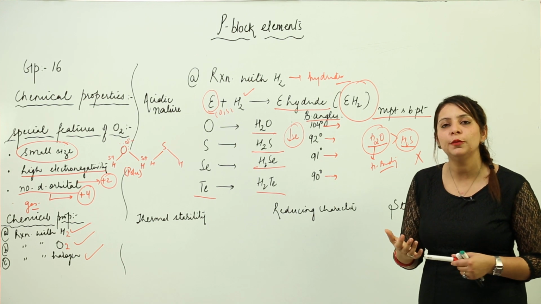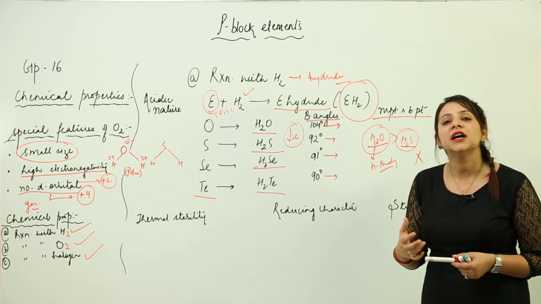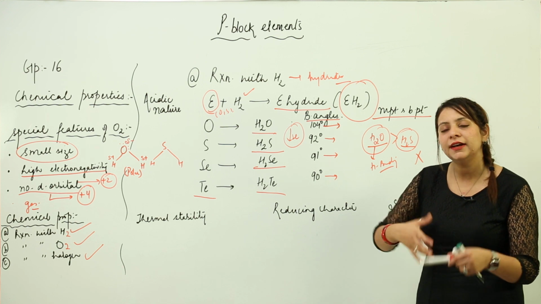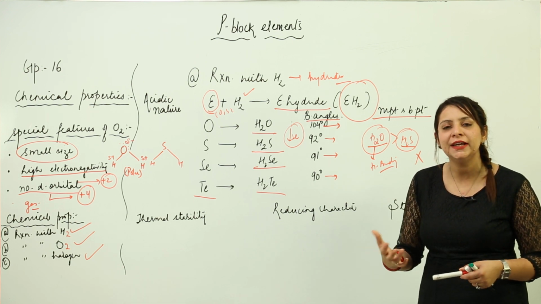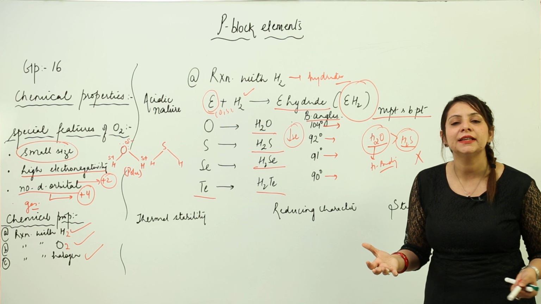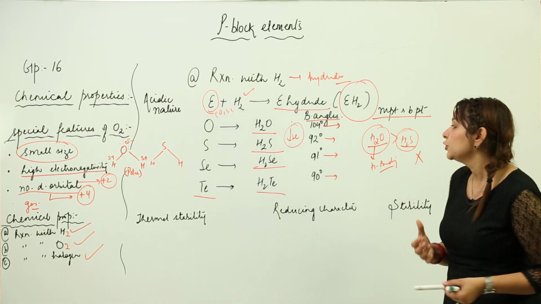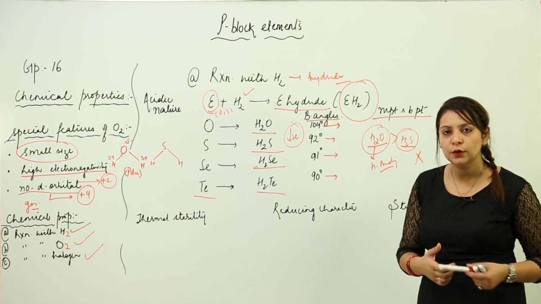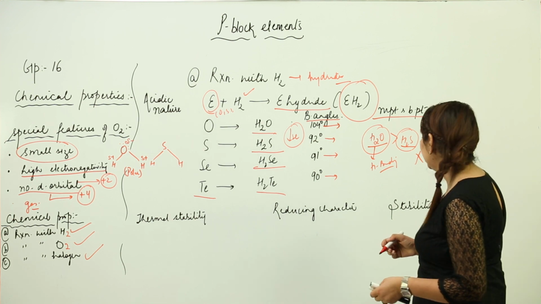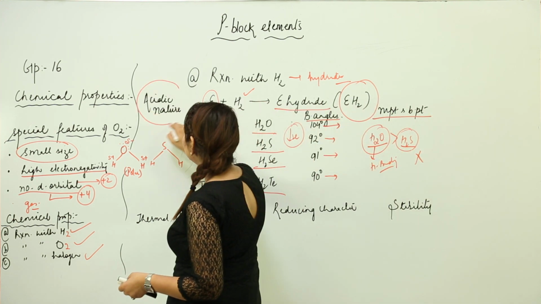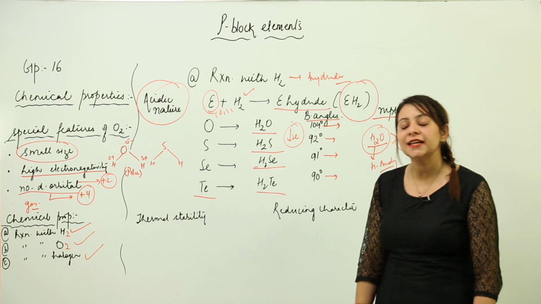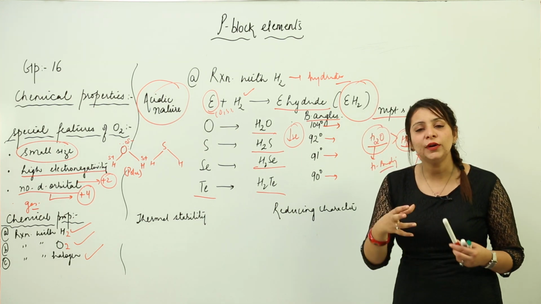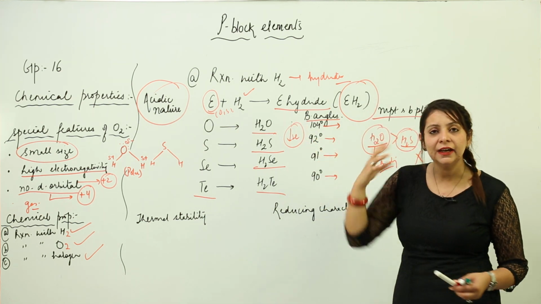Otherwise, when we move down the group, melting and boiling point increase, because we know that when there is an increase in atomic number, molecular mass increases, the surface area increases, and therefore the van der Waals force increases. So due to which the melting and boiling point increase down the group. Next is the acidic nature. Acidic nature indicates how fast or how easily they can liberate their hydrogen.